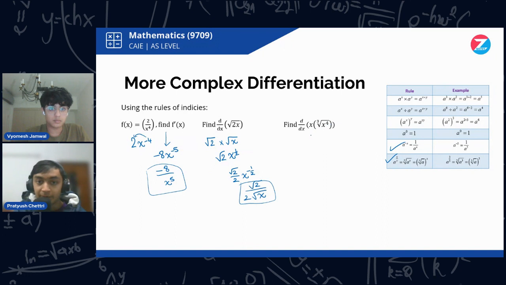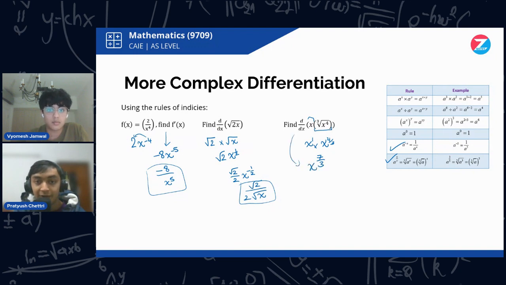What's going on here? Well, I have a funny little fraction, and I have an x. So I'm going to make this x to the power 4 divided by 3, because of the root 3, and this is times x. x to the power 4 over 3 times x to the power 1. You add them for 7 over 3.